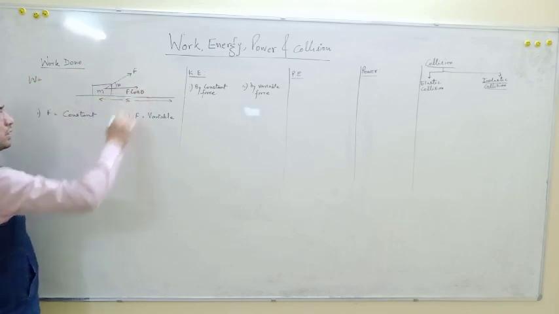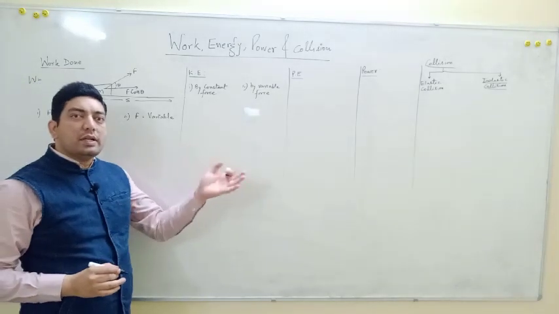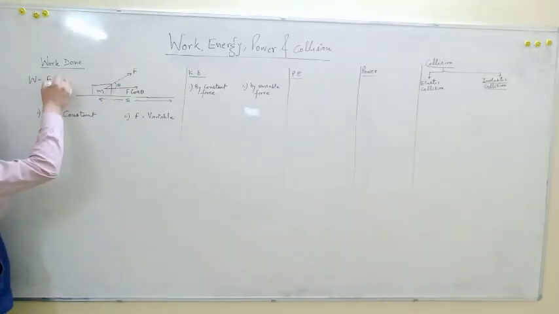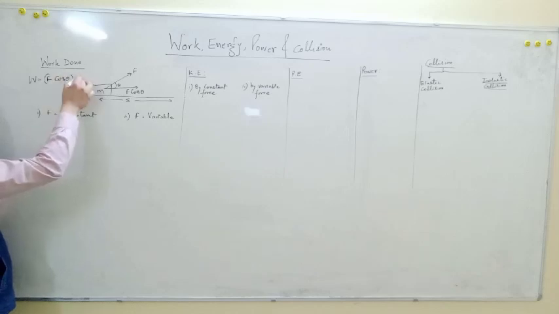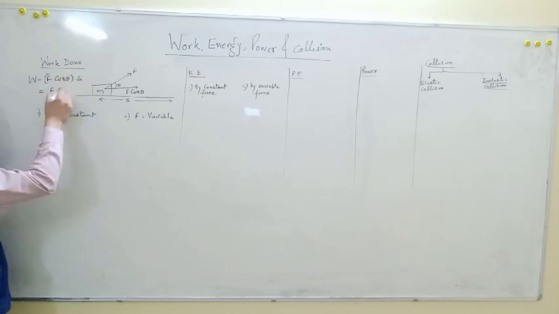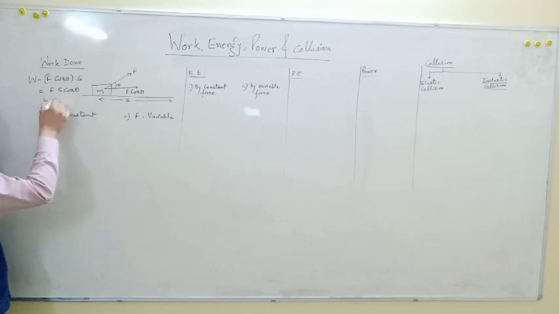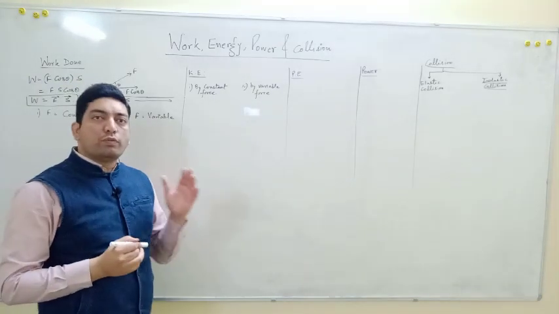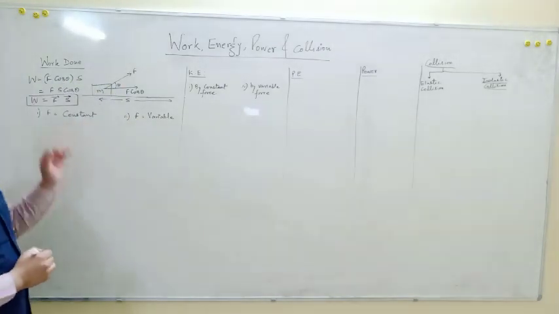force which lies in the direction of displacement into displacement. So that component of force which lies in the direction of displacement is F cos theta into displacement is S. So it is Fs cos theta, which can be written as F dot S. So work done can be defined as the dot product of force and displacement.